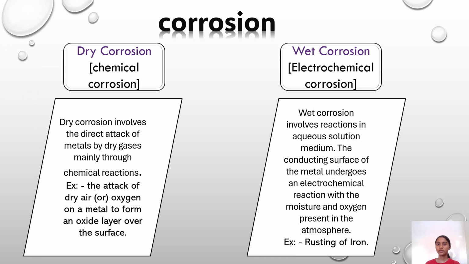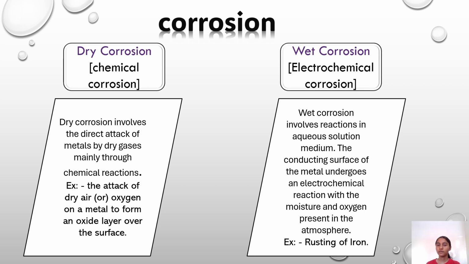So here we will discuss what is dry corrosion and what is wet corrosion. Dry corrosion is also called chemical corrosion. Dry corrosion involves the direct attack of metals by dry gases, mainly through chemical reaction. Example of dry corrosion is the attack of dry air or oxygen on a metal to form an oxide layer over the surface.